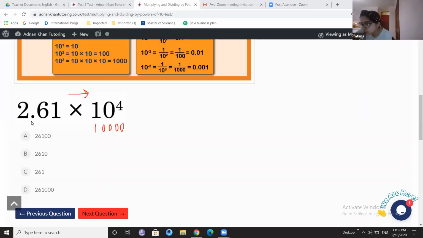So 4 zeros over here, 1, 2, 3, 4. We have 2 zeros over here. This point will be shifted 4 places to the left. So 26100 will be the answer.